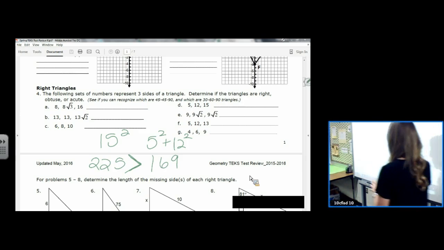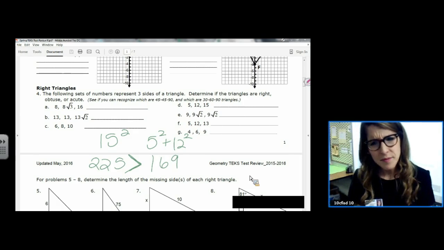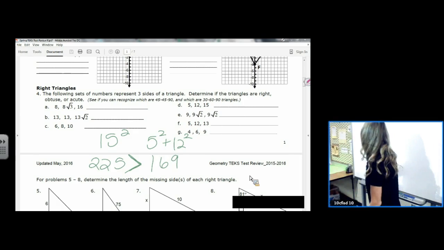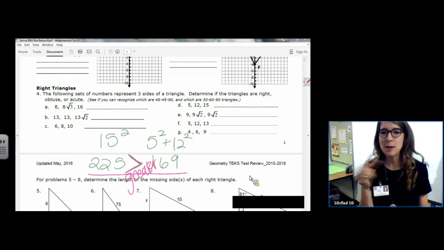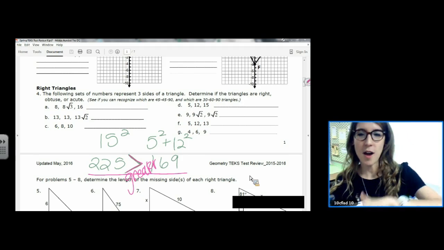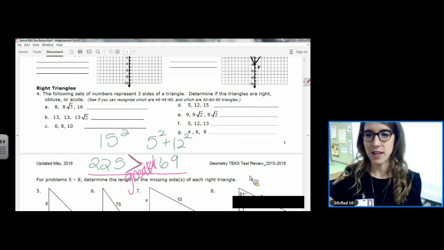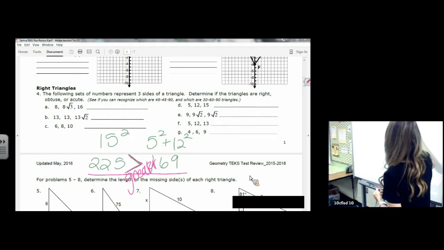So you read the problem. We read from left to right. That's how you read a book, right? So 225 is greater than 169. Since that's a greater than symbol, greater than goes with obtuse and less than goes with acute. Greater than, obtuse.